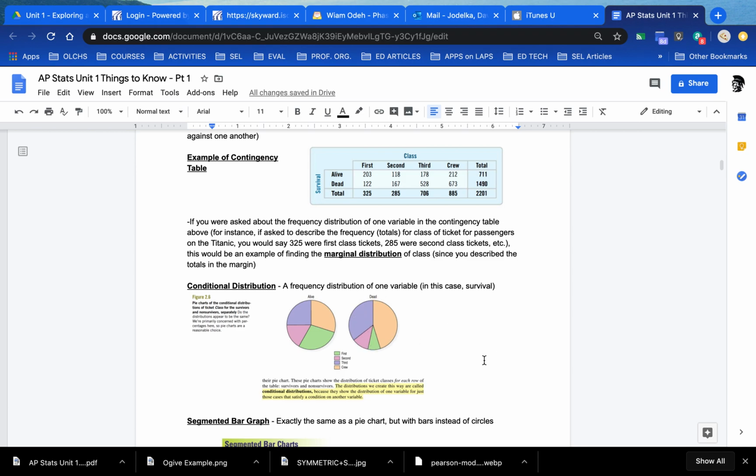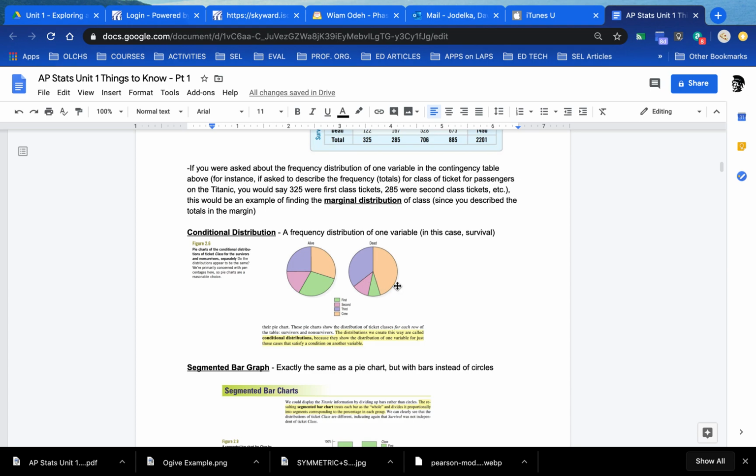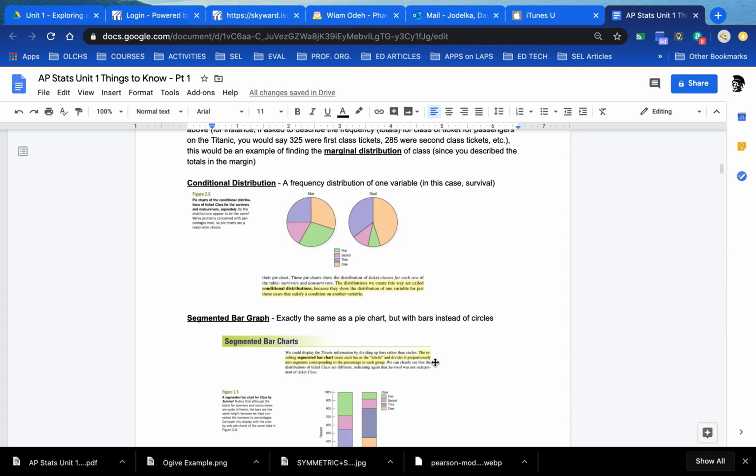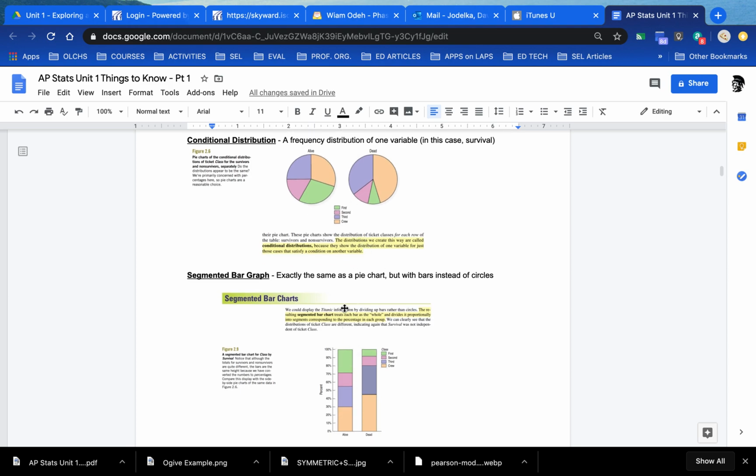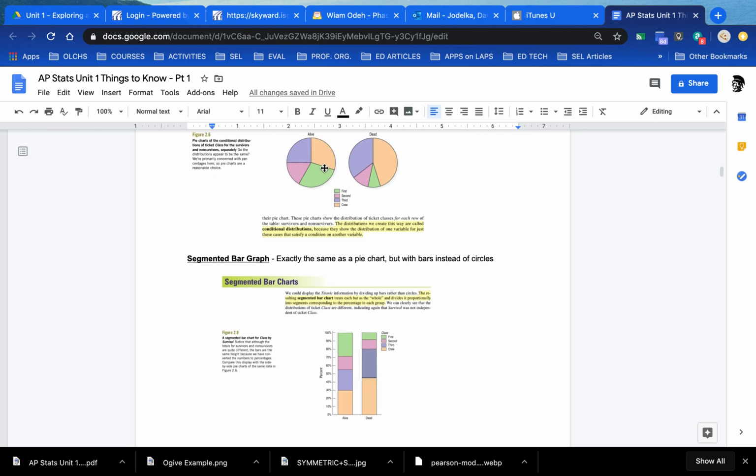There's no way that's going to be a question on your test, but you want to be able to read one and understand what's going on if they had given you labels here. And lastly, just to tie these all together one more time, a segmented bar graph, if you ever see this, I think I have seen this on an AP test before.